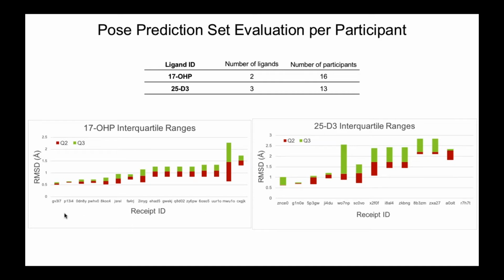And here we show the RMSD of their best pose, with the interquartile ranges of the RMSD of their best pose, where in red is the second quartile of the different RMSDs of the poses submitted by each participant, and Q3 in green is the third quartile range of those RMSD ranges. And between the two interquartiles, we have the median value. The left graph is the 17-OHP results, and the right graph is the 25D3 results.